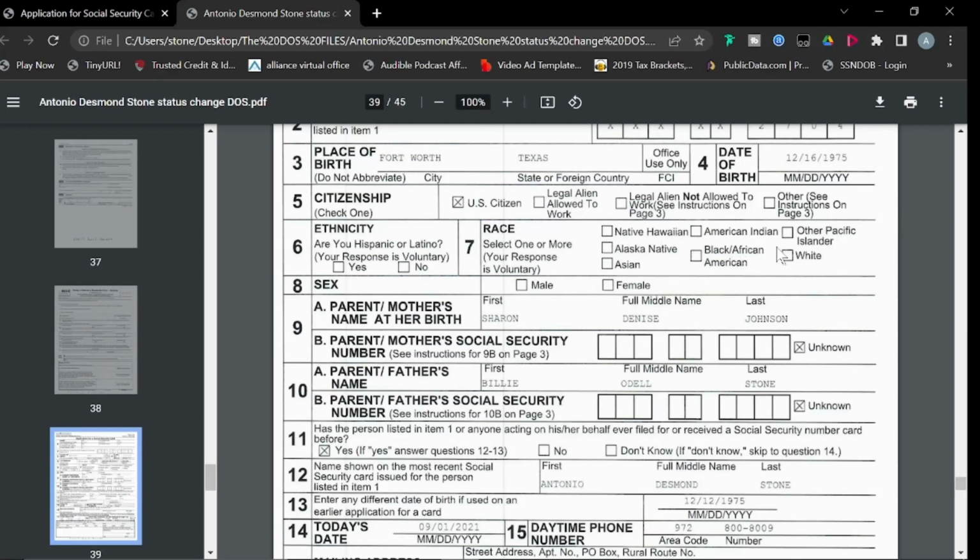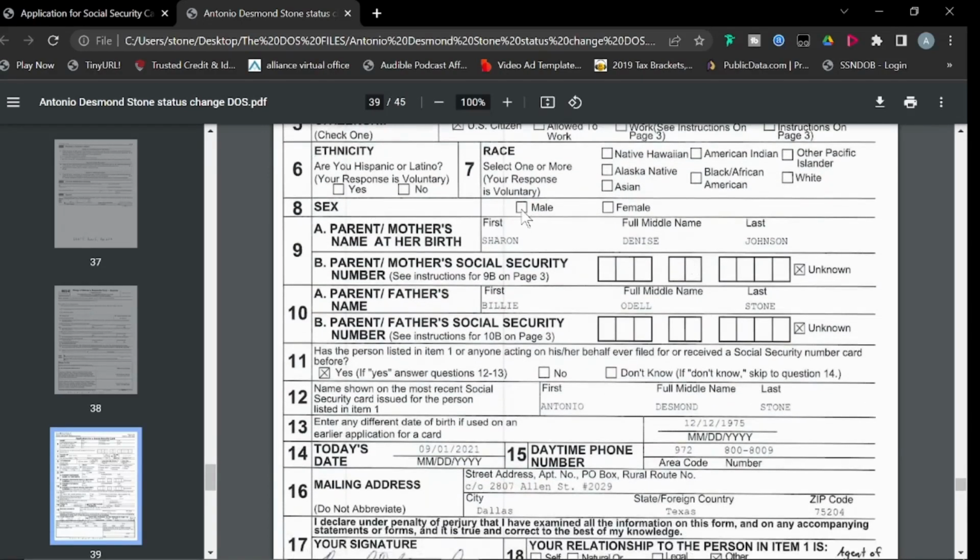I don't care who you are. This is just a label. And it says it again, your response is voluntary. When you're changing your status, you don't do 6 and 7, people. Do not put that there. 6, you don't put nothing there because that's an artificial person. That's an entity that's not male or female. That's another label. That's where we're playing their game.